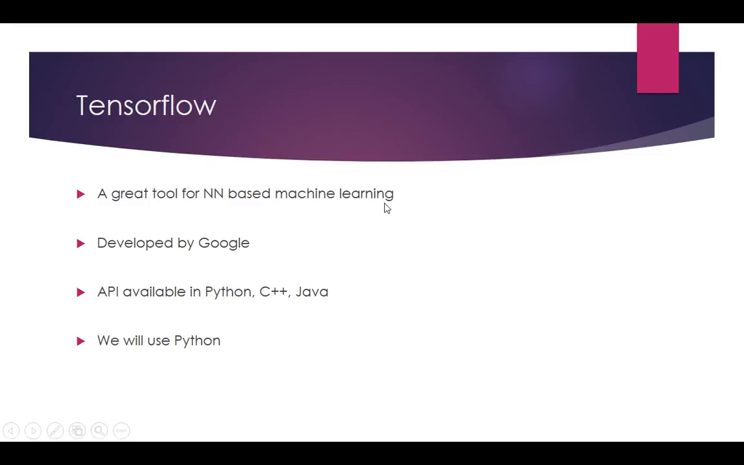So what is TensorFlow? TensorFlow is a tool for neural network based machine learning. It is developed by Google and it has APIs available in Python, C++, and Java. So whether you are a Python, C++, or Java developer, you will be able to use TensorFlow. In this tutorial, we will use Python.